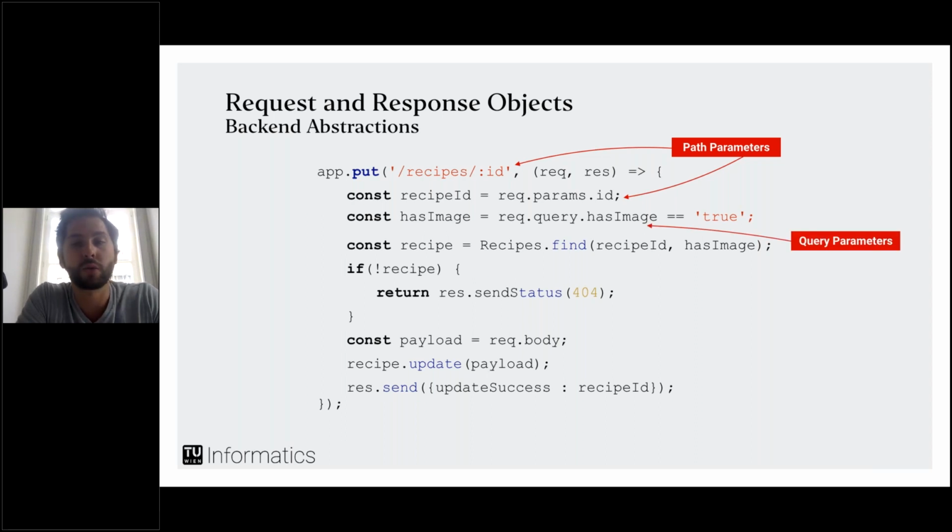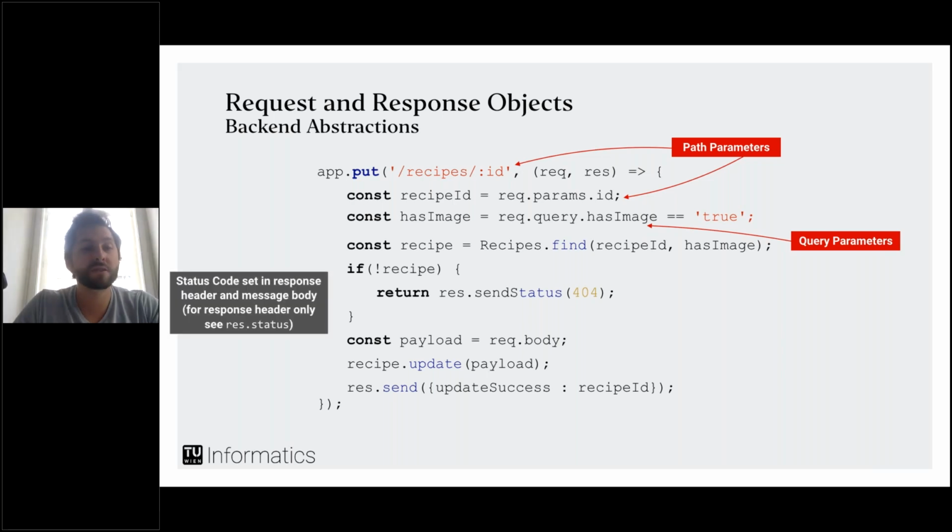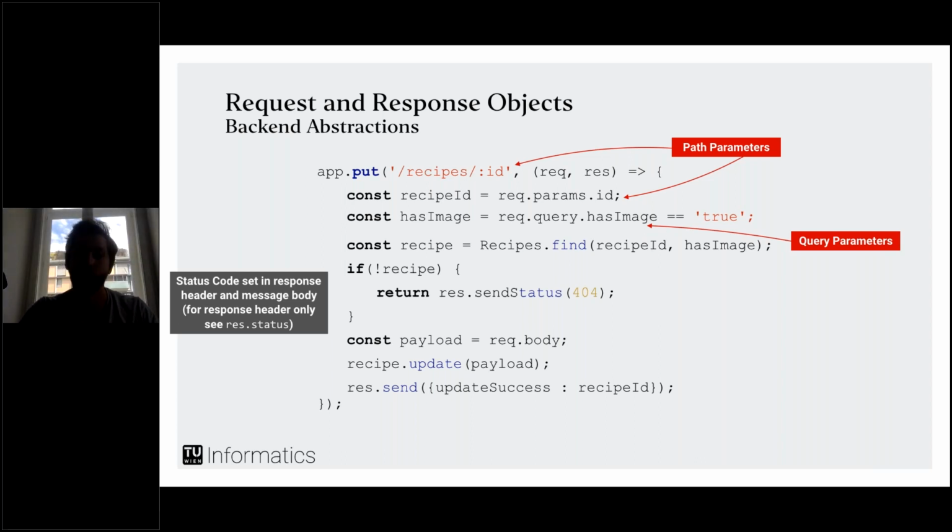And then you can also access query parameters. You can say request.query.hasImage in this case, right? So if hasImage is a query parameter that you pass after the question mark in your URL, you can get it this way. Now the status code that I'm sending here. If you look at the code, what we're doing is we're getting a recipe ID, we're getting hasImage as a query parameter, and then we're going through some service API and saying, well, find me this recipe ID with hasImage. If you don't find the recipe ID, well, then send back 404.